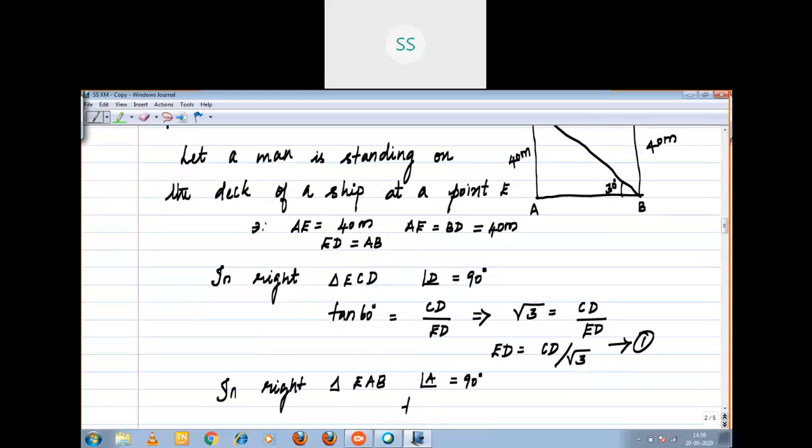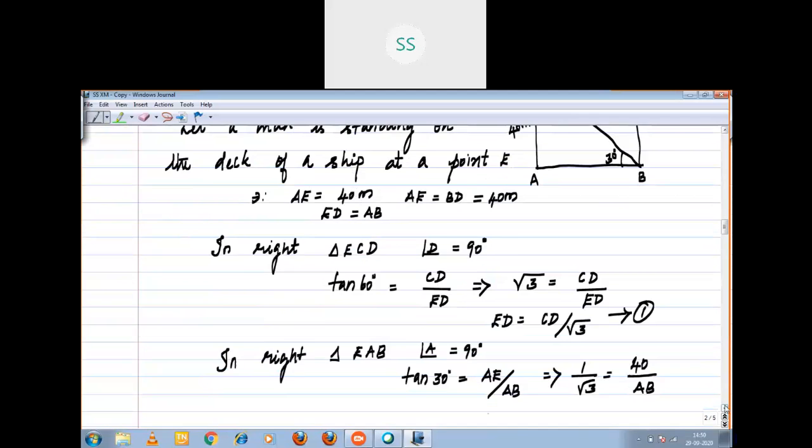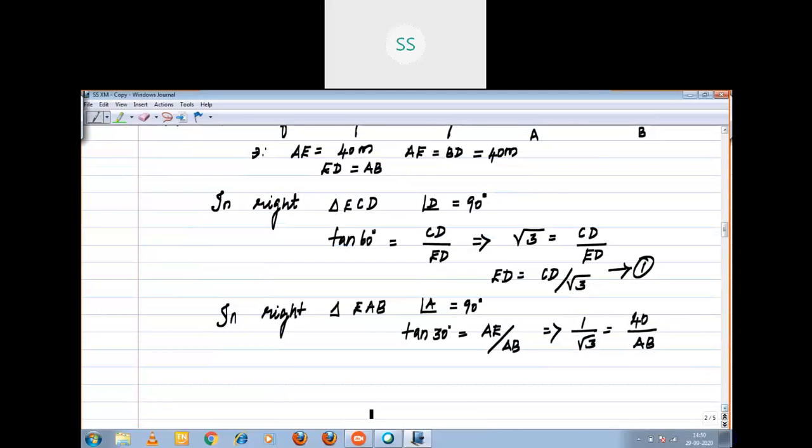Any idea? Yeah, very good. In right triangle EAB, angle A equal to 90 degree. Tan 30 degree equal to opposite side. What is your opposite side? AE divided by AB, which implies 1 by root 3 equal to, what is your AE? AE is 40 divided by AB.